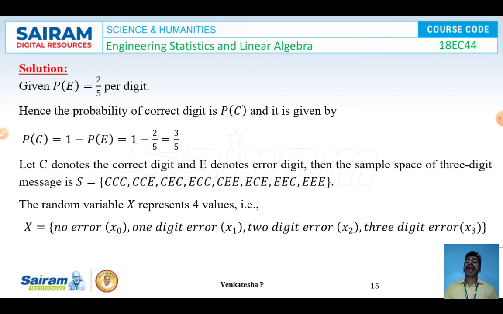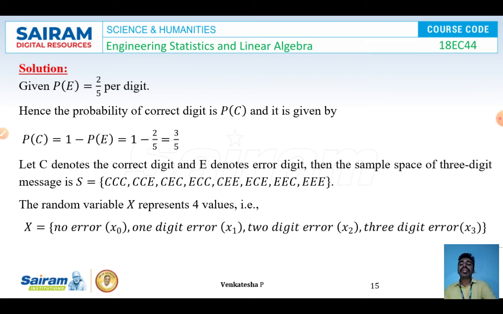Now I'm going to find the probability of a correct digit. Since E is an error digit, I'm taking C as a correct digit, that is P of C. The formula to calculate P of C is 1 minus P of E. This formula has been obtained from P plus Q equal to 1. To calculate P we use 1 minus Q, and to calculate Q we use 1 minus P. P is nothing but success, Q is nothing but failure. So here C is success and E is failure, and I'm going to use the same formula here also.